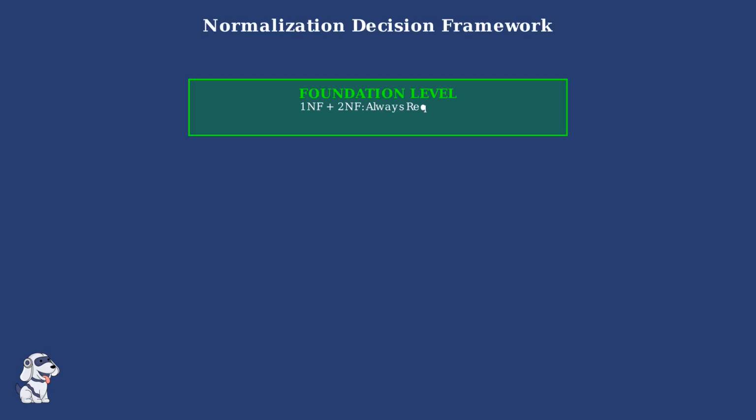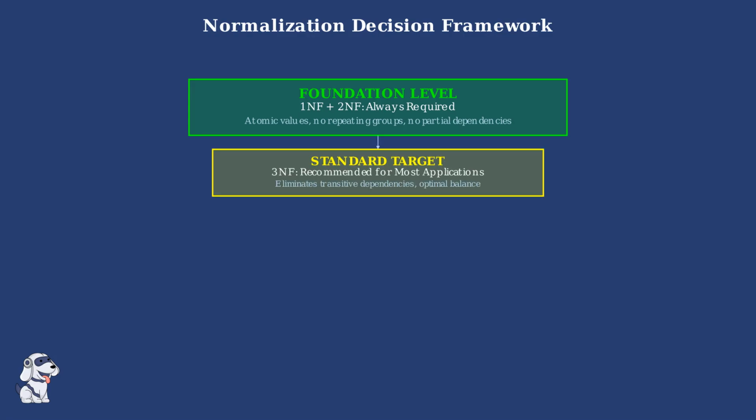Start by ensuring your database meets the fundamental requirements. First normal form eliminates repeating groups and ensures atomic values. Second normal form removes partial dependencies on composite keys. These two levels are non-negotiable foundations. For most applications, third normal form represents the optimal target. It eliminates transitive dependencies while maintaining practical implementation complexity. This level provides excellent data integrity for typical business scenarios.